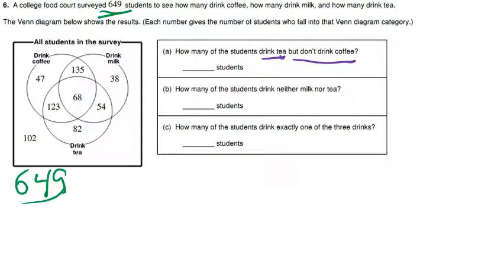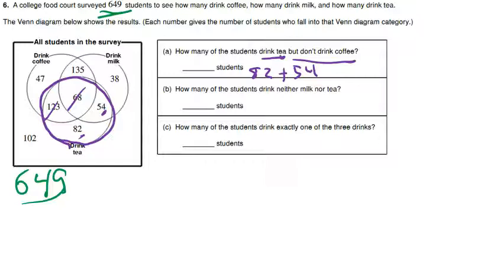So you know they're drinking tea. So you know they're in this circle here. But we have to toss out the coffee drinkers. Well, these people drink coffee. These people drink coffee. So what's left? The 82 and the 54. These people drink tea, don't drink coffee. These people drink tea, don't drink coffee. It said nothing about milk, so you can't make some sort of assumption about the milk drinking.